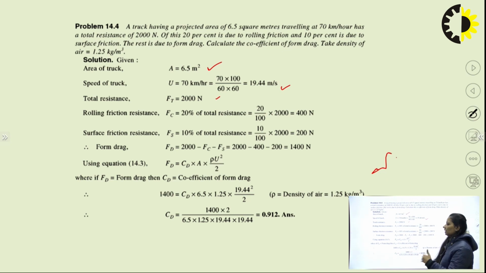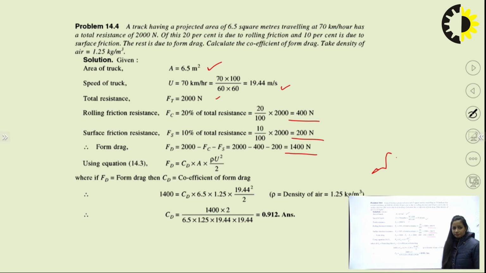Now what other things are given: the rolling friction resistance is 20% of total resistance. So just take 20% of 2000, what will you get? Fc is 400 Newton. Second was surface friction resistance, that was 10% of total resistance. So 10% of 2000 will be 200 Newton. So form drag will simply be the total resistance minus Fc minus Fs. So form drag is now 1400 Newton.